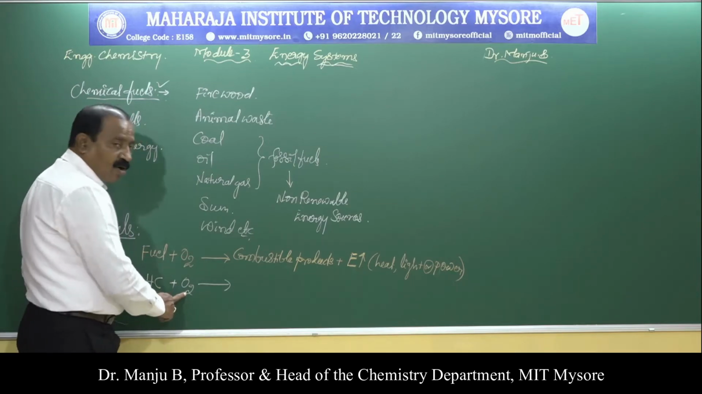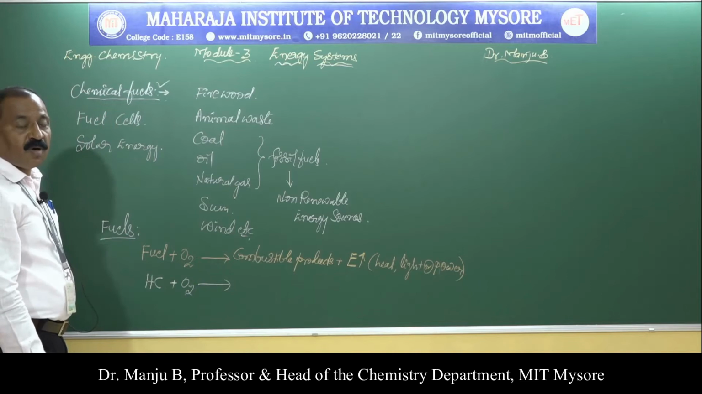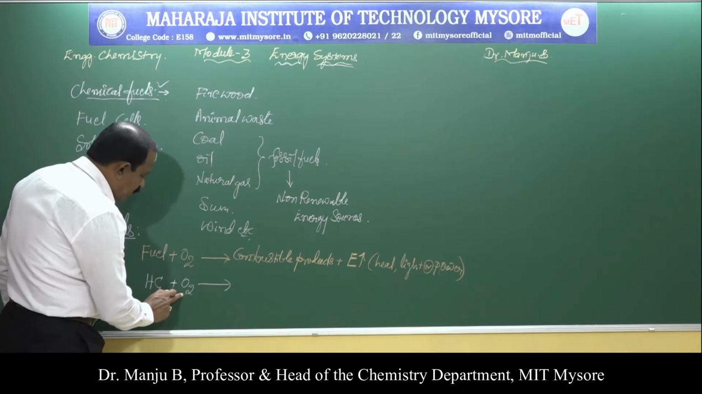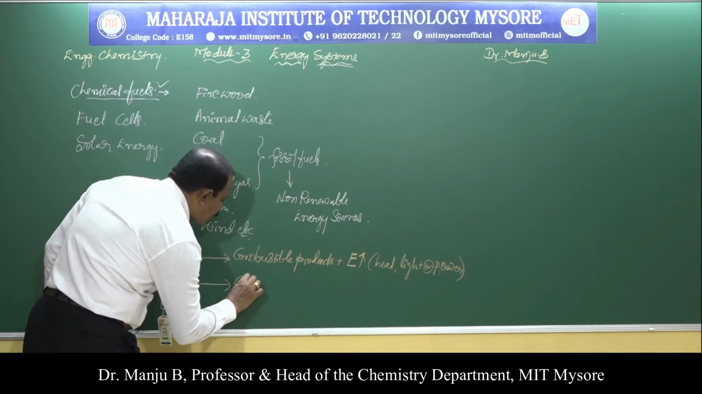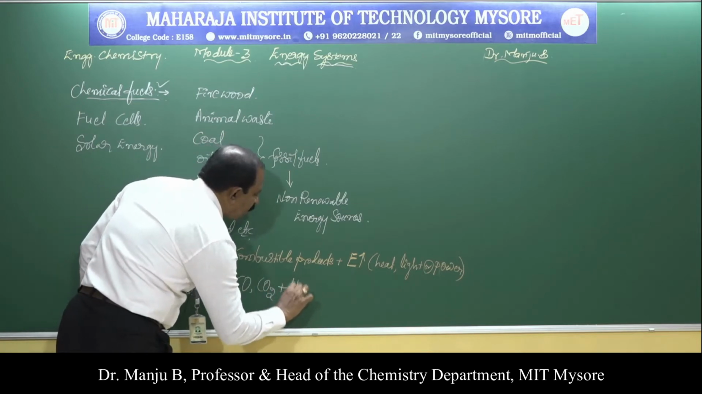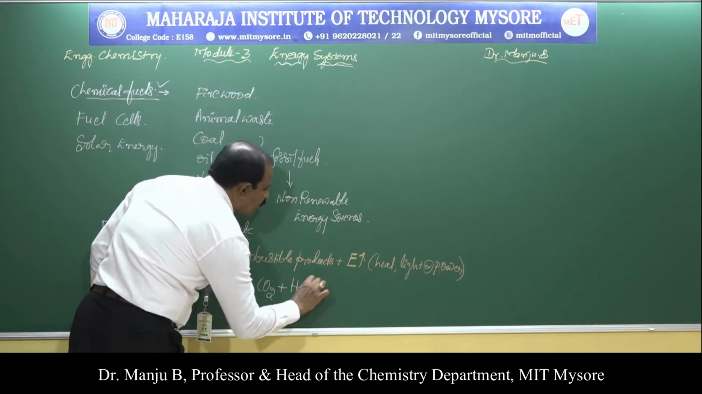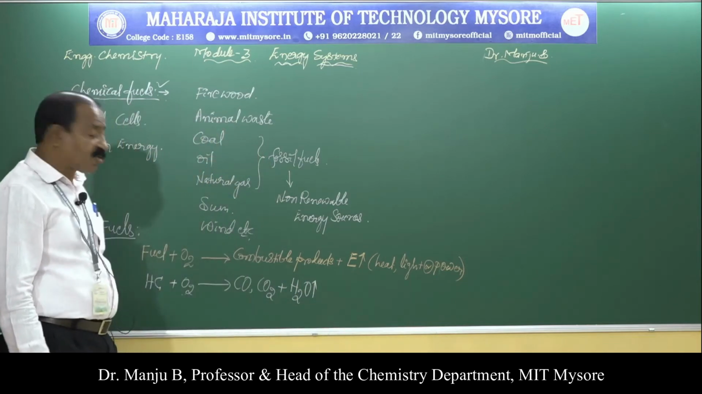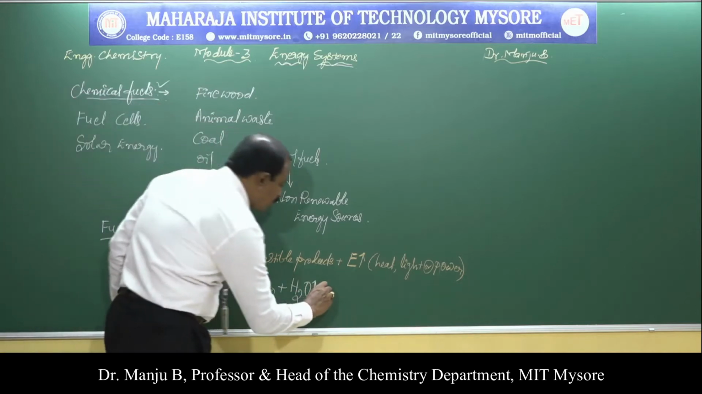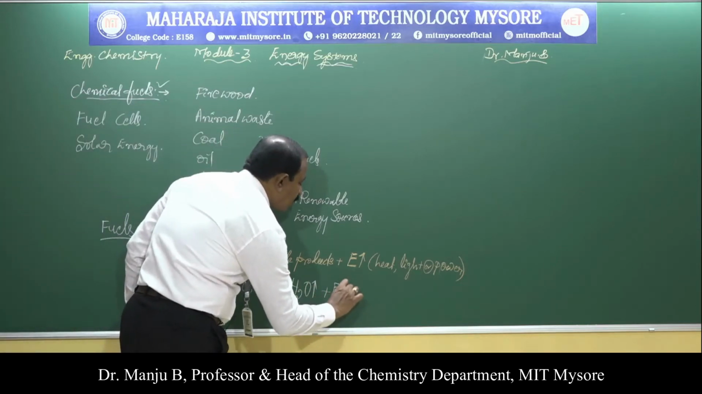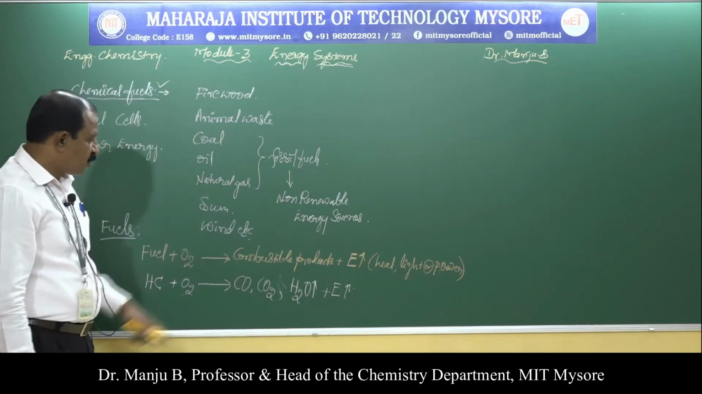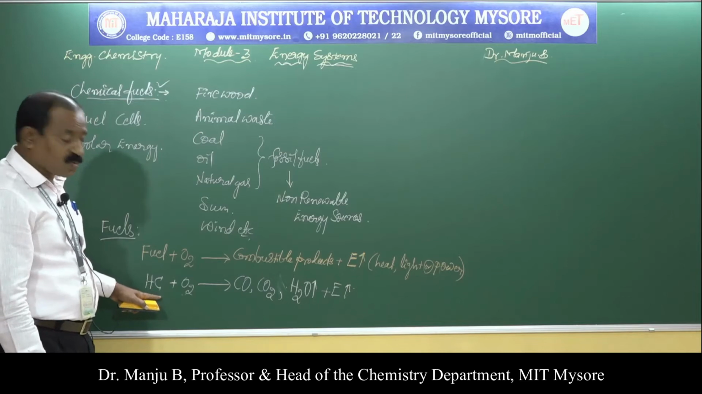Hydrogen reacts with oxygen and produces water in the form of steam. Carbon reacts with oxygen and gives either carbon monoxide or carbon dioxide. Water is produced in the form of steam during the combustion process, plus energy. Now energy is produced. These are the combustible products produced during the combustion process.